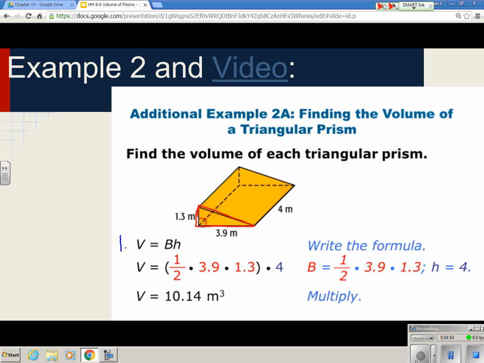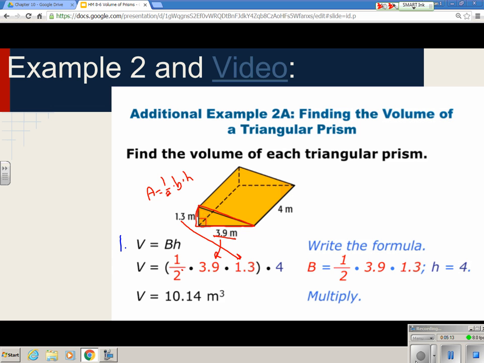So the first step is remembering how to find the area of a triangle. Remember, area equals 1/2 times base times height. So we have the 1/2, the base is 3.9, and the height is 1.3. That's how we put that together.